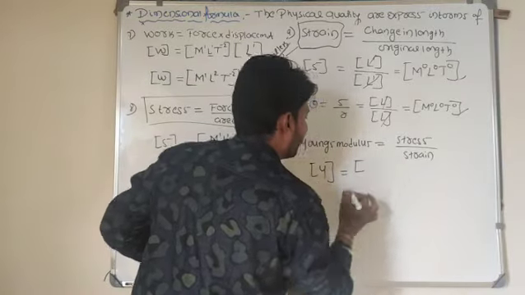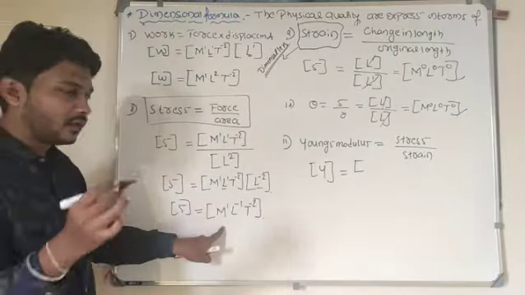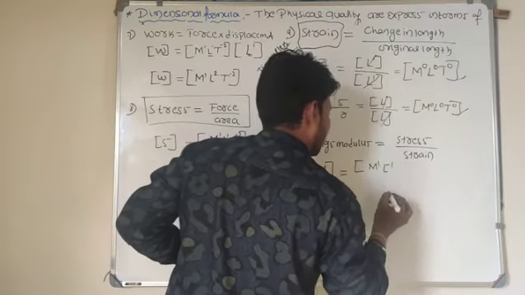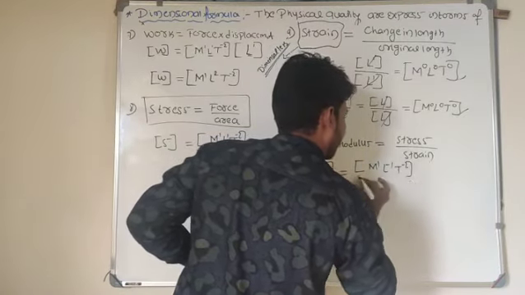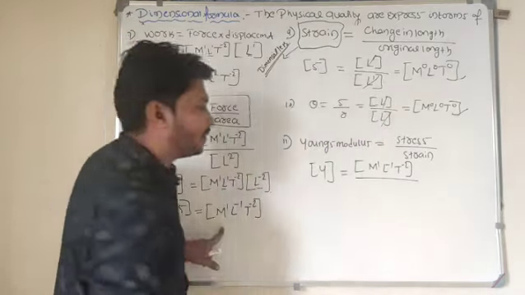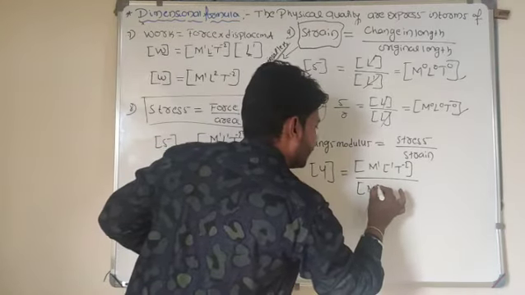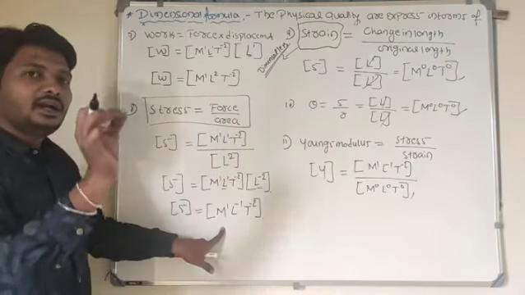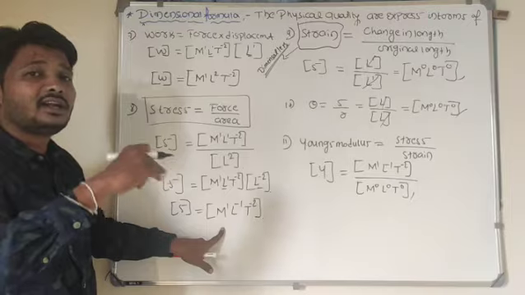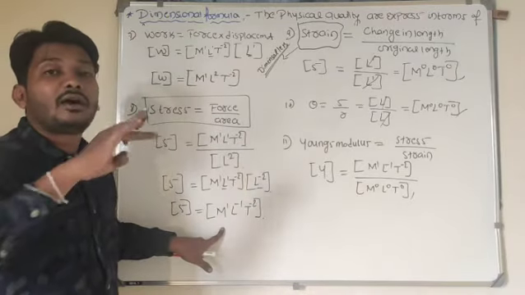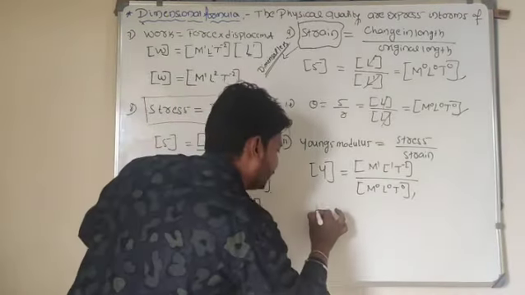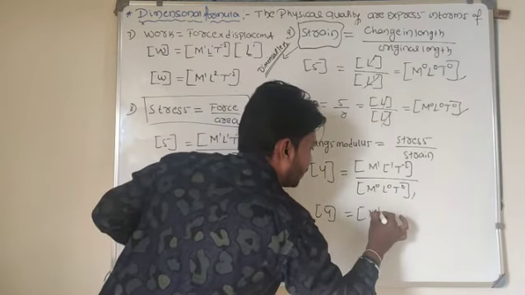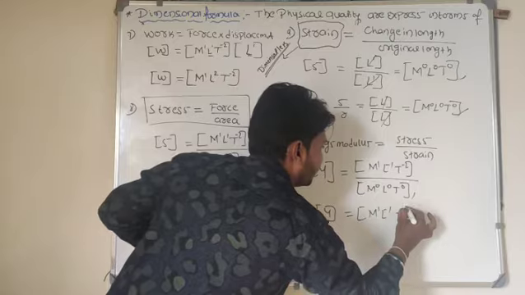Look here. What is the dimensional formula for stress? The dimensional formula for stress is M to the power of 1, L to the power of minus 1, T to the power of minus 2. What is the dimensional formula for strain? The strain dimensional formula is 0. Why? Because it is a dimensionless physical quantity. I said in physics some physical quantities do not have a dimensional formula.